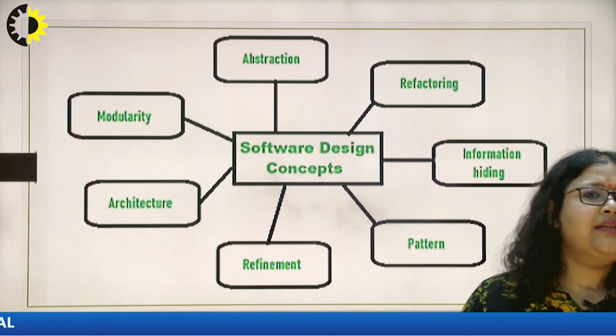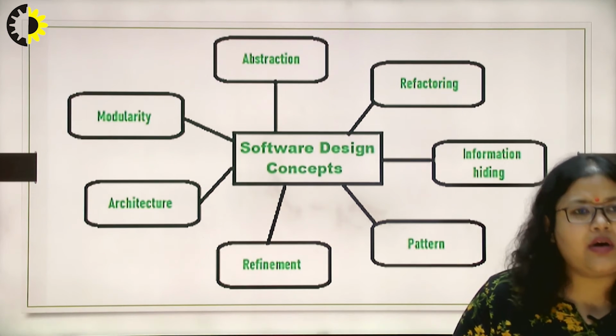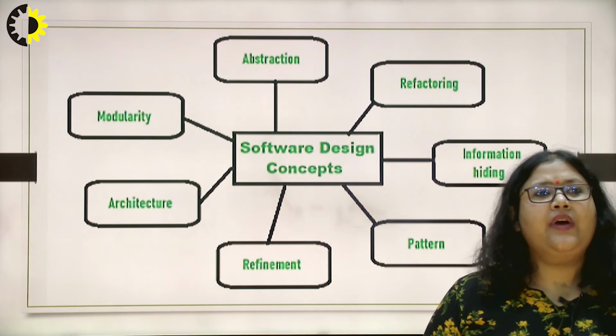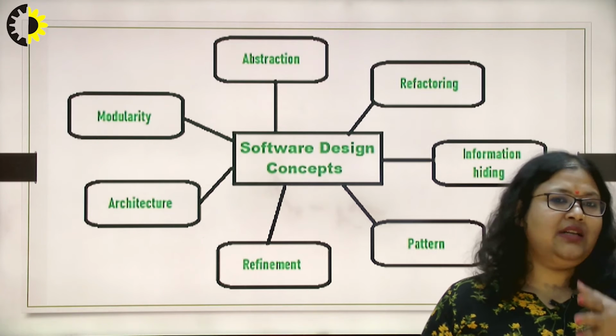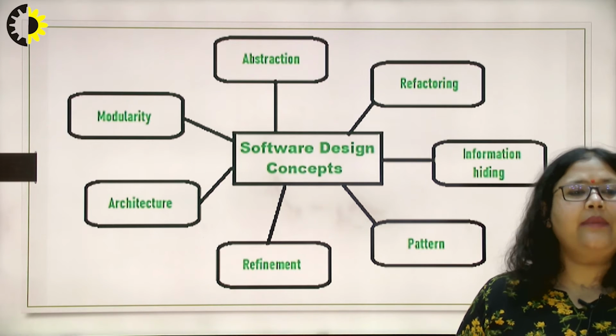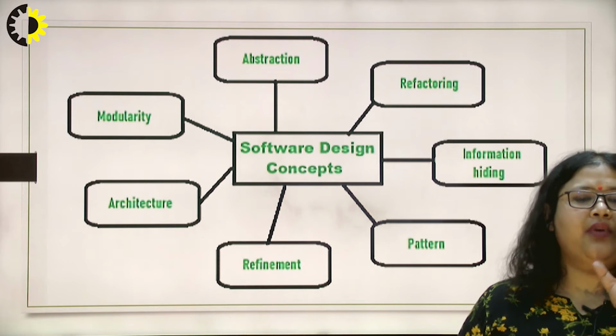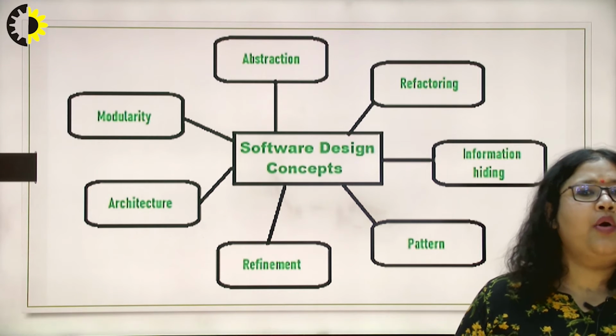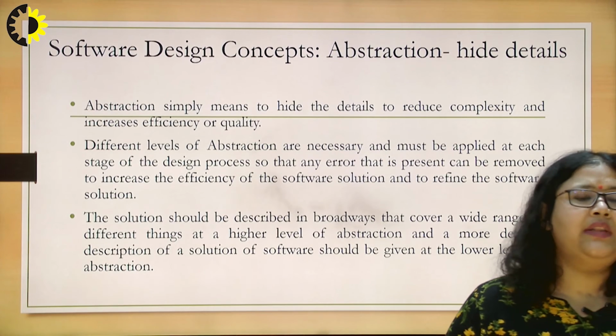So these are some factors that we have to focus on for software design. The first factor is abstraction. These factors are called by the names abstraction, refactoring, information hiding, pattern, refinement, architecture and modularity. So let us start with abstraction.